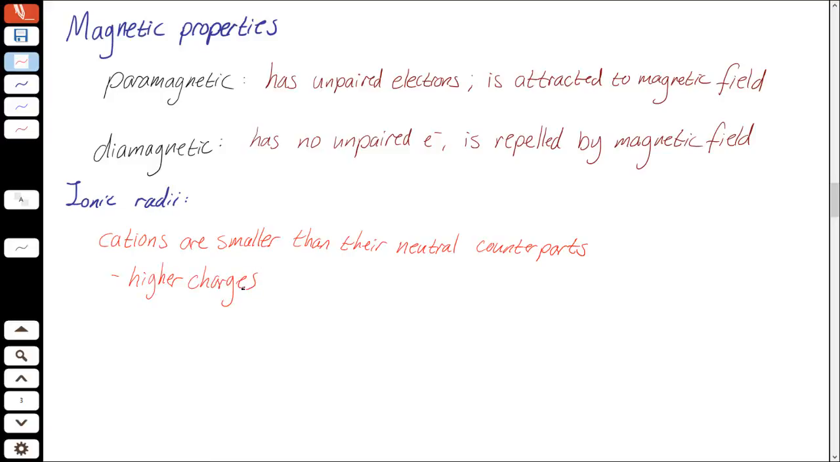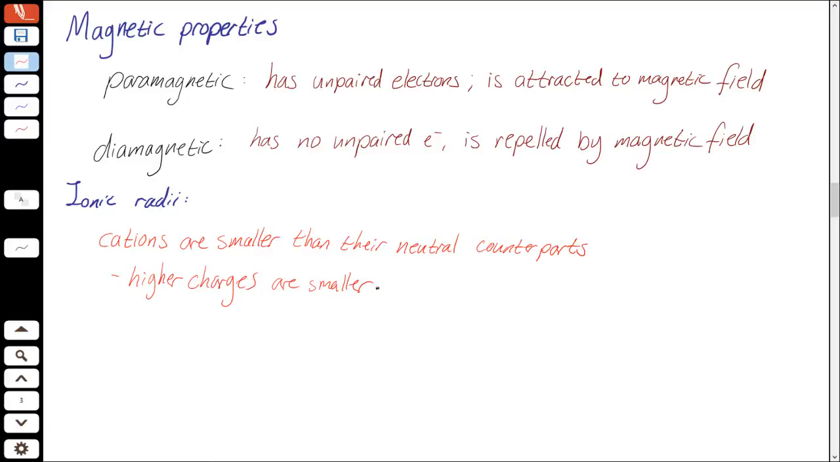So the cations are smaller than the neutral counterparts, and higher charges are smaller. And then also make sure that you know how to explain that in the way that we've just been talking about. So what exactly is causing this, and how can you describe that? How can you explain that?